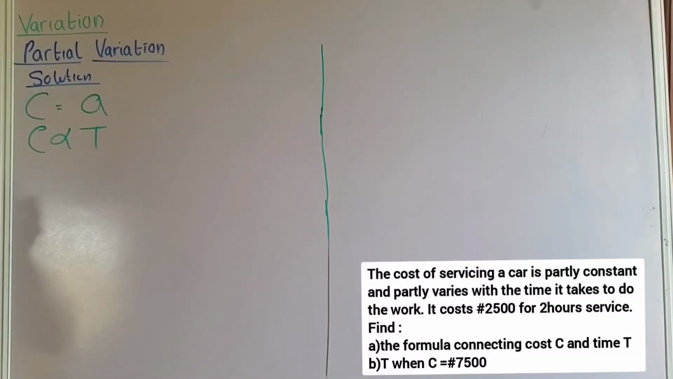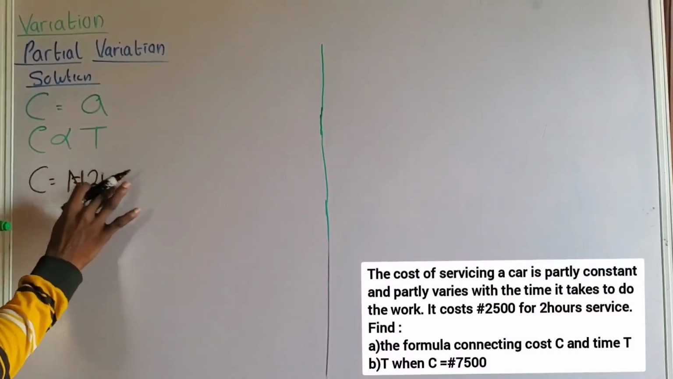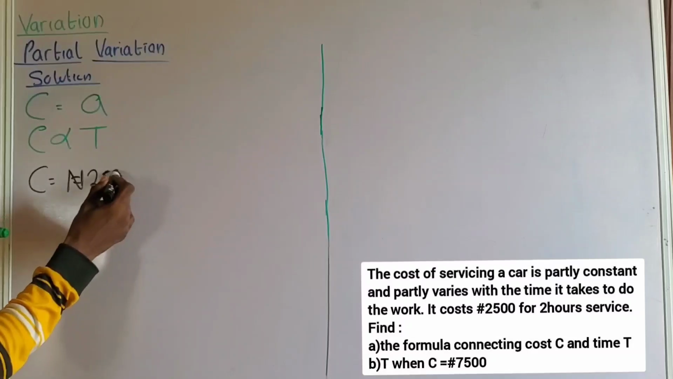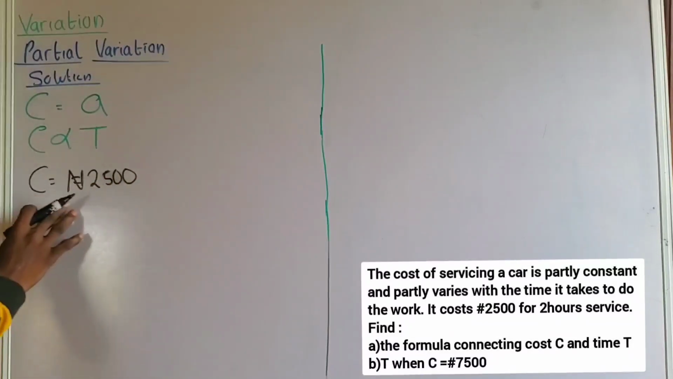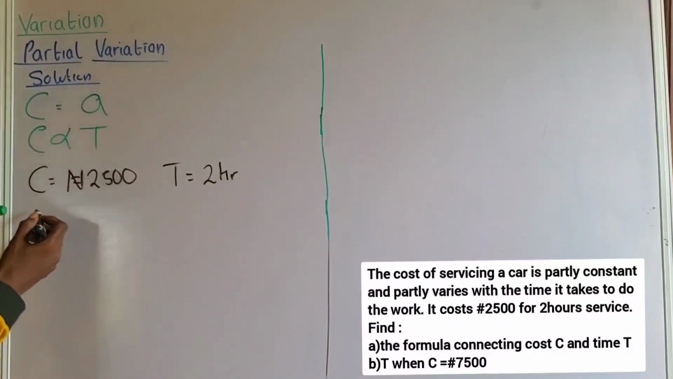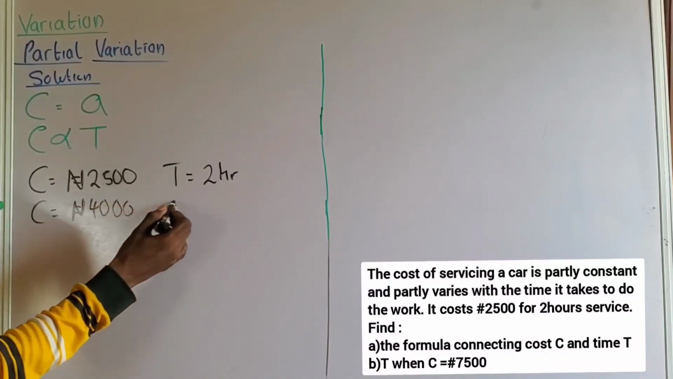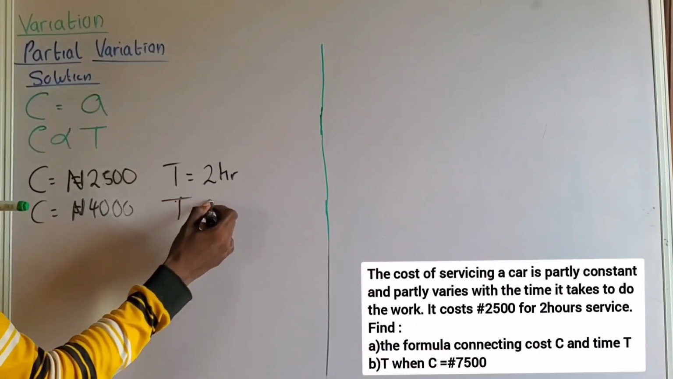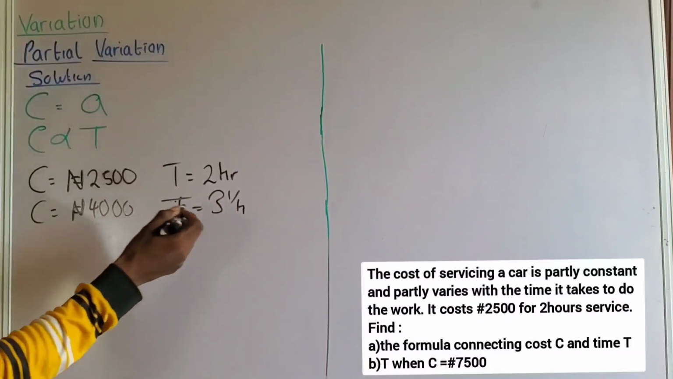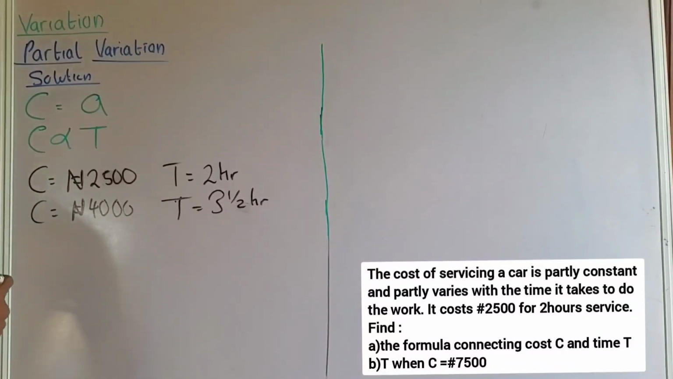It costs 2,500 naira for 2 hour service. So when the cost is 2,500 naira, the time is 2 hours, okay? And when the cost is 4,000 naira, you can see how I'm interpreting the question, the time taken to do the job is 3.5 hours, right? Yes, 3.5 hours.